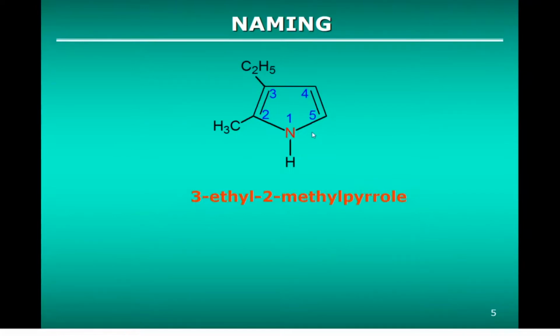So this is a way to name such a compound. We have another type of naming. It's for compounds of symmetrical nature. Second and fifth can be numbered as alpha, third and fourth as beta. But when there are two different substituents, such numbering is unacceptable.